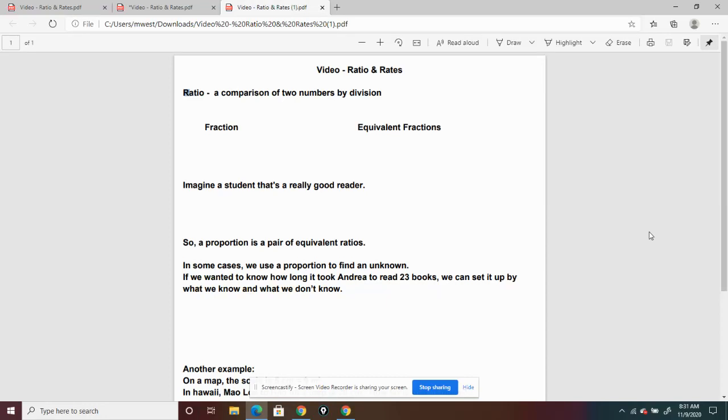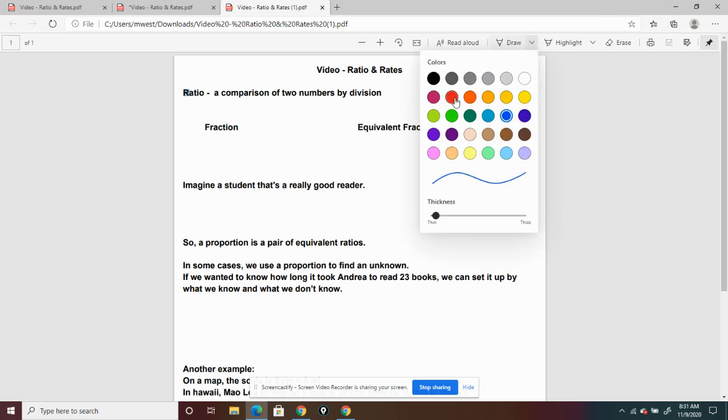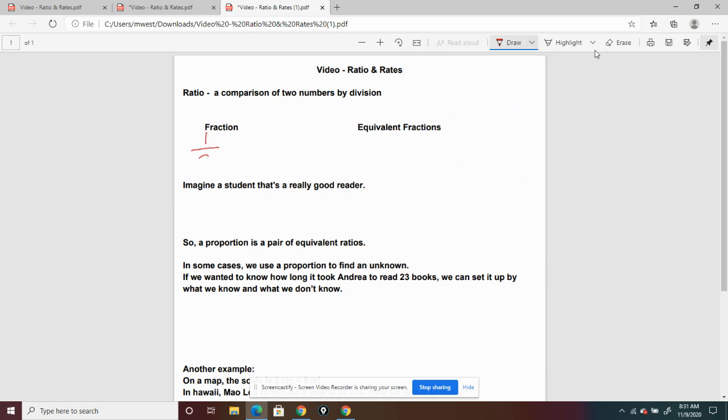This video is on ratio and rates. A ratio is a comparison of two numbers by division. Let's look at a fraction. We're going to use 1/2.